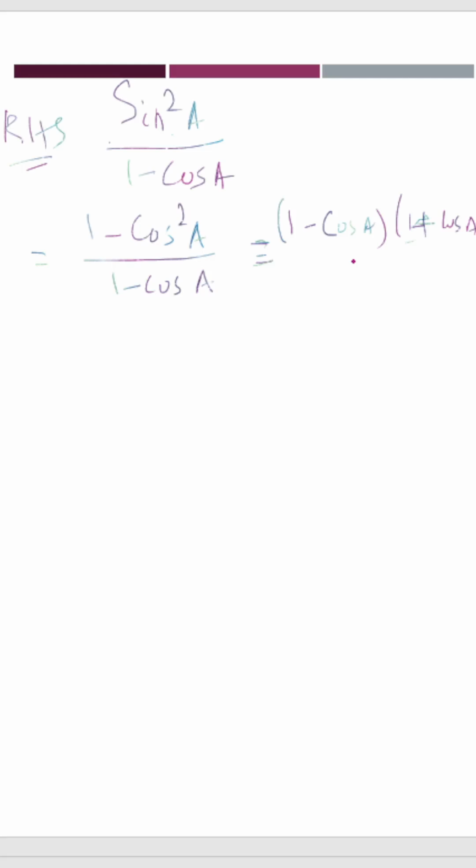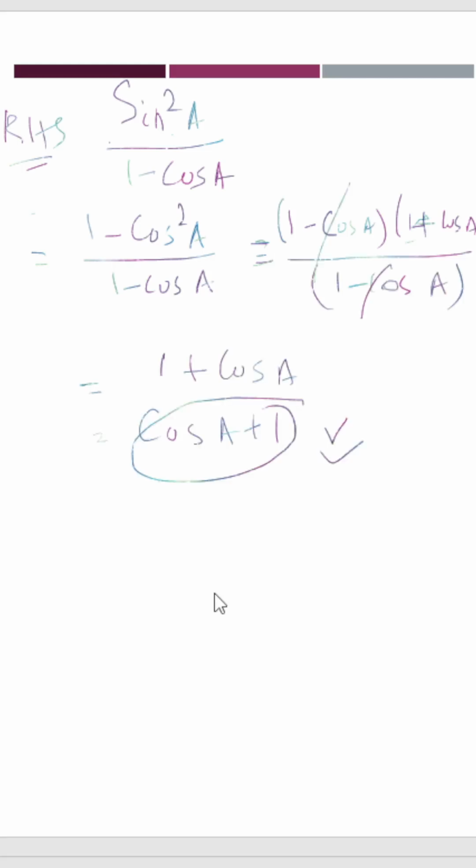Here, 1 minus cos A and 1 minus cos A cancel out, so we get as a result 1 plus cos A, which we can express as cos A plus 1. This is the final outcome of the RHS side. What is the outcome of the LHS side? It is also cos A plus 1. So RHS is also cos A plus 1. So we have proved that LHS equals RHS.